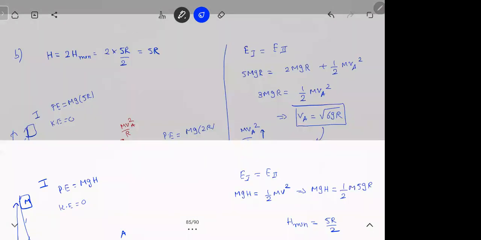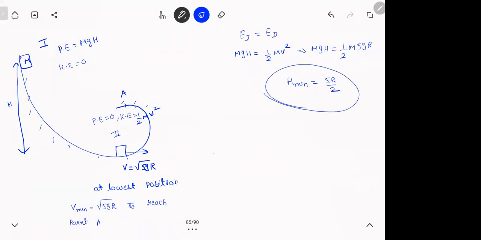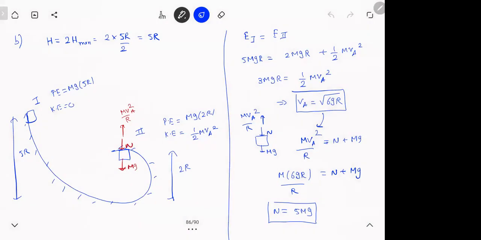This is the type of questions you'll get based on that. This H is there, no? This question, 5R by 2, is a straightforward question in NEET and JEE. It came in both the exams. Find the minimum height required to complete a vertical circle. That will be a standard result.